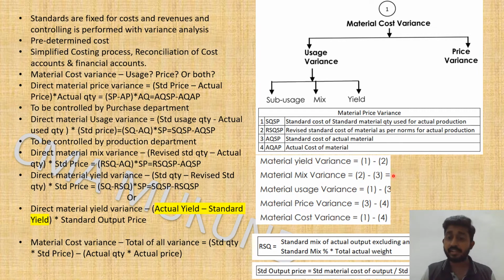What is mix variance? It uses revised standard quantity and actual quantity. What is usage variance? Standard quantity and actual quantity. In place of standard quantity, if you put revised standard quantity, then mix variance will come up. So you need not mug up at all. What is the yield variance? Yield variance is the difference between standard quantity and revised standard quantity. So SQ minus RSQ, in braces, multiplied by standard price will give you the yield variance. There is one more formula for yield variance that we also discussed. We will see it in the next problem. So I am going to the problem, guys.